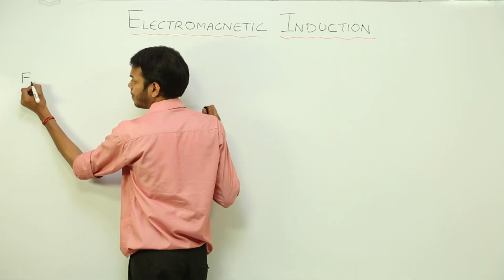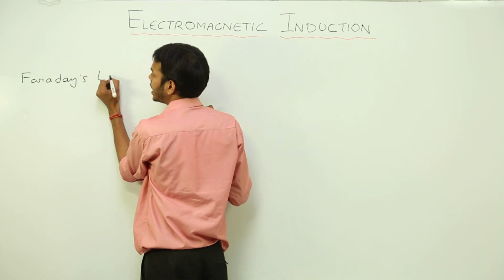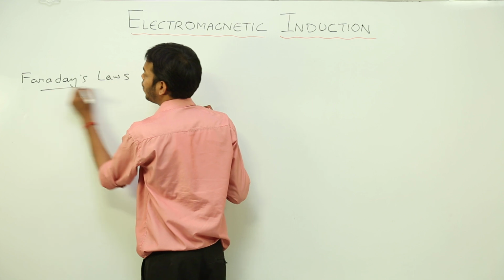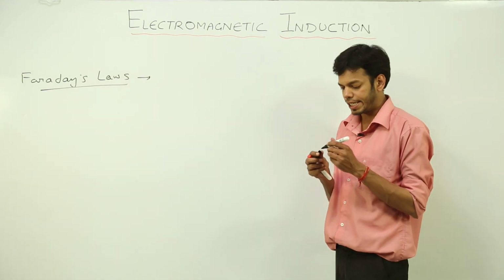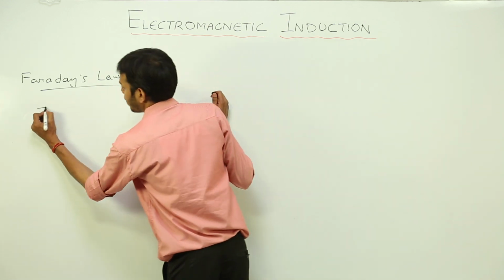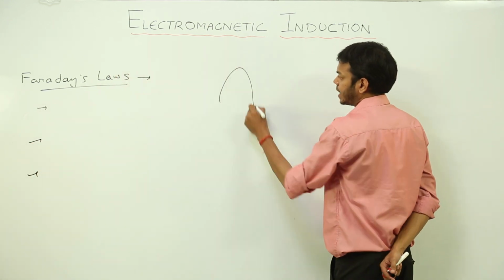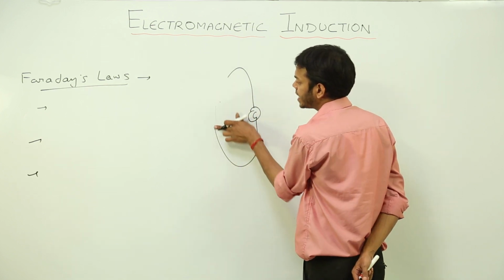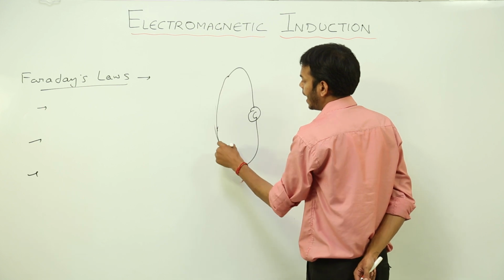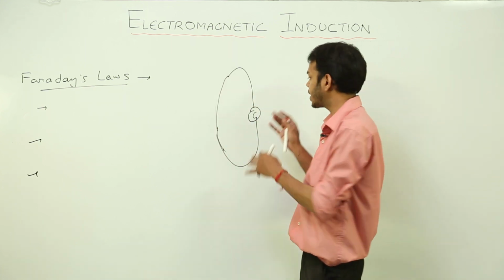Faraday's laws: how these Faraday's laws were devised. A few experiments were conducted, and on the basis of the results these laws were formulated. See, first of all, consider this circuit. Again, a very simple circuit. There is this galvanometer, and both the ends of the galvanometer wires are connected.